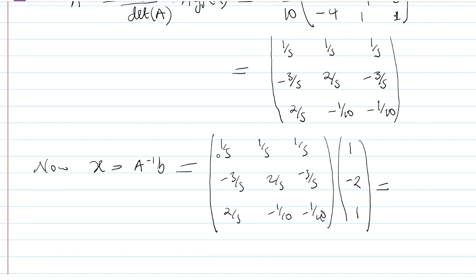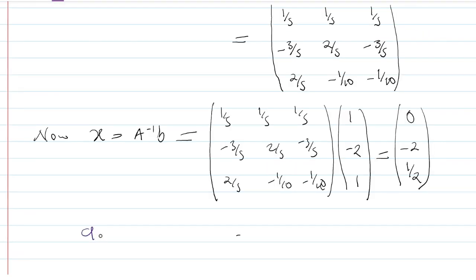And when we take the product, it is 0. And the rest follows: 2, -2, and 1 over 2. So finally, A is equal to 0, B is -2, and C is 1 over 2.